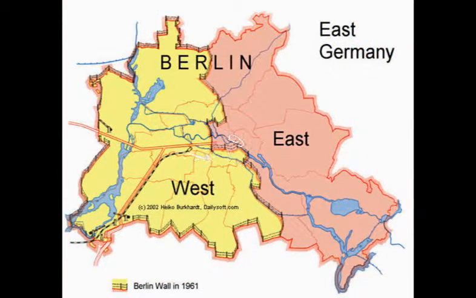1948, East and West Germany regimes established. East was communist and West was democratic, separated by the Berlin Wall.